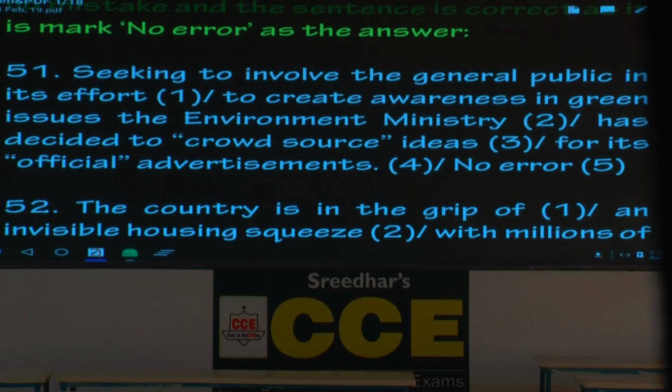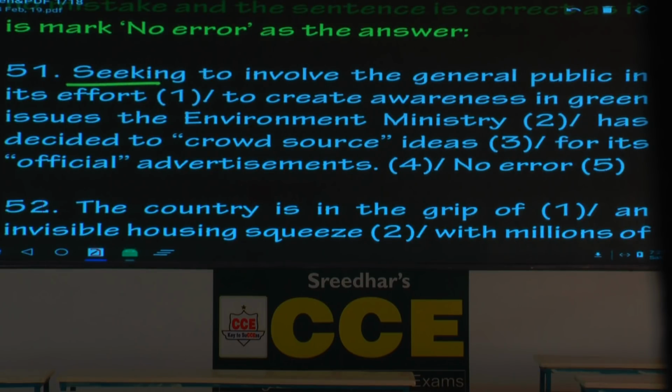So what do the first 5 questions deal with? Spot the error. Some of these questions are not that easy. If you are not attentive, you cannot spot the error. So I'll read the first question, question number 51. Seeking to involve, please underline the word seek, seeking.